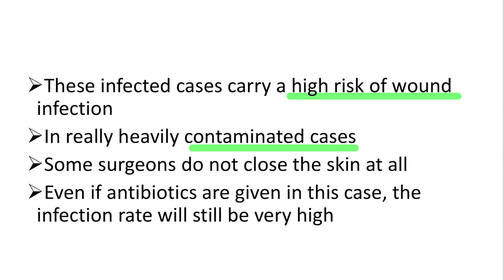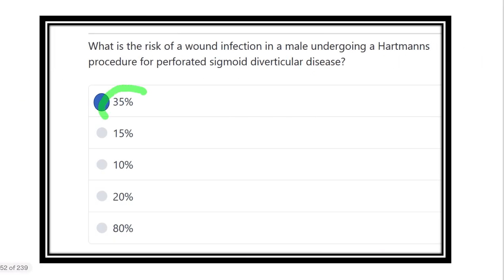case. Some surgeons do not close the skin at all, and even if antibiotics are given in this case, the infection rate will still be very, very high. So even under good antibiotic coverage, there is a risk of development of infection, which is 35%. So in case of perforated sigmoid diverticular disease, when infected fecal materials from the gut enter the pelvic cavity, in this condition the chance of infection is very, very high, and it is about 35%.